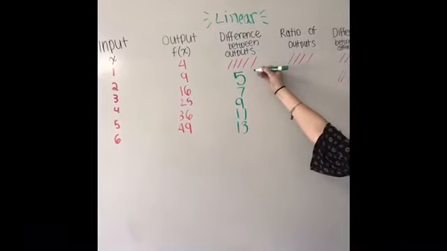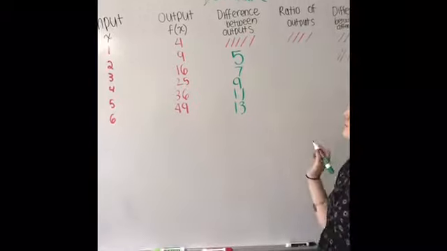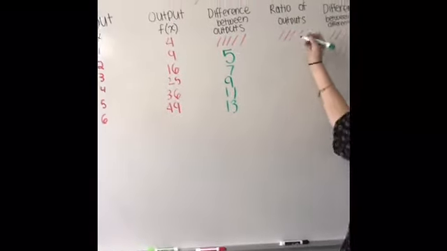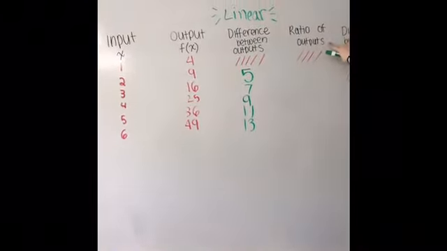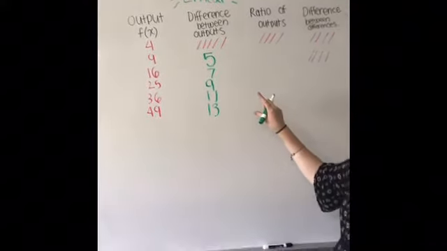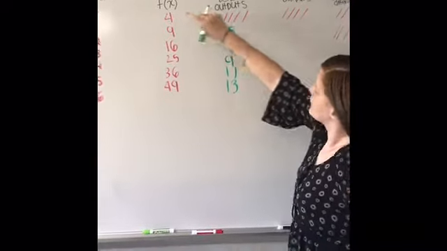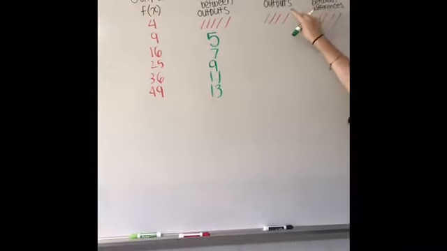Now that we've determined that the equation is not linear, since the difference between outputs is not the same, let's see if the ratio of outputs is. Let's find out. By dividing our outputs, 9 by 4, we will be able to see the ratio of outputs.